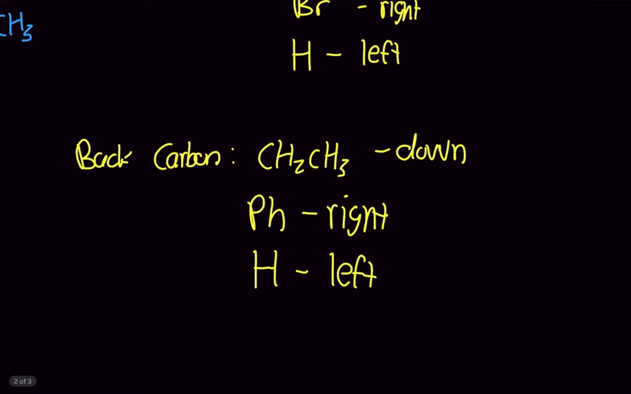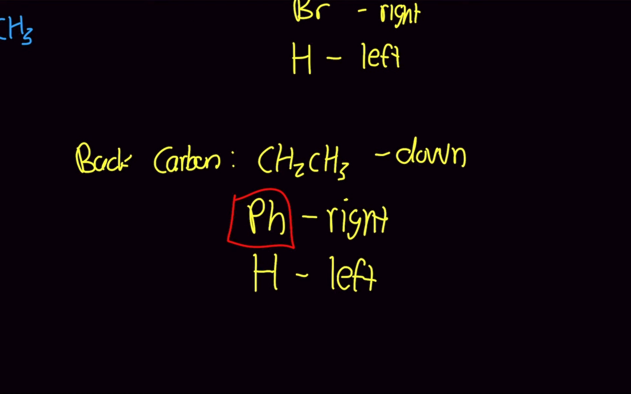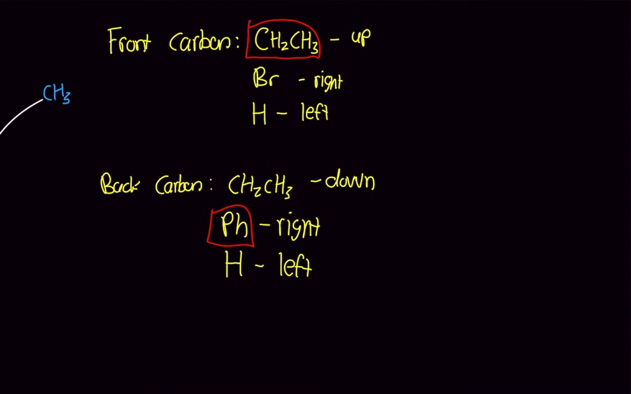The bulkiest group on the back carbon is the phenyl group. Compared to the CH2CH3, right? The phenyl, remember, is gigantic. It's like a huge ring. So it's super hindered, super sterically hindered. So that means the phenyl group and the CH3 need to be 180 degrees from each other.